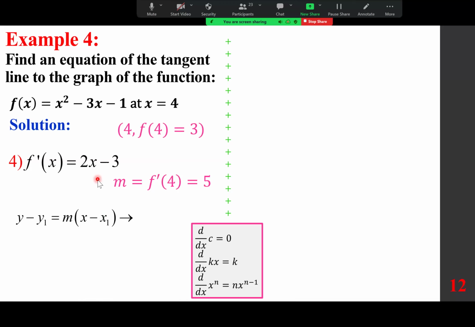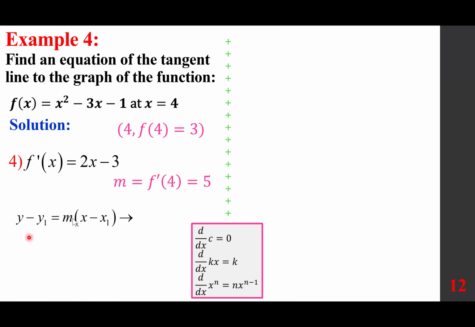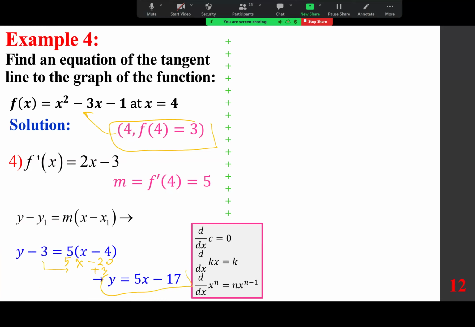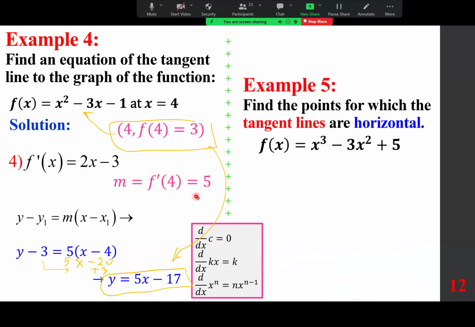y minus y1 equals m times x minus x sub 1. So y minus 3 equals m, 5 times x minus 4. And this is 5x minus 20. You move this plus 3, you get this one. What you need to know is that this pair belongs to the original function and it satisfies that, and it is also part of the tangent line. So when it works out, it means this process was right.